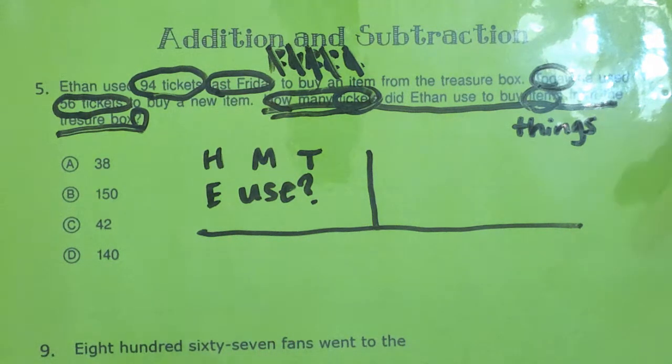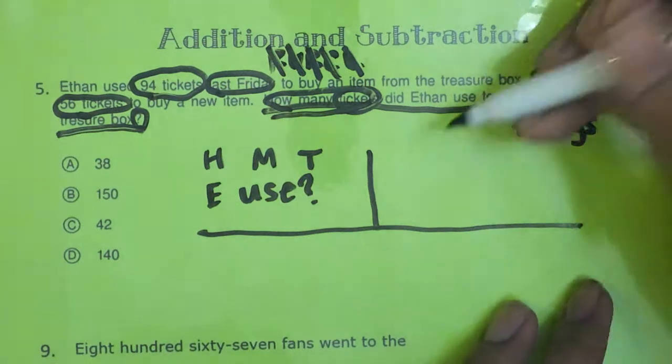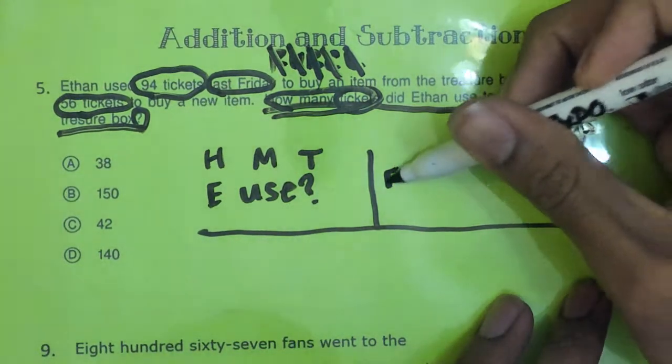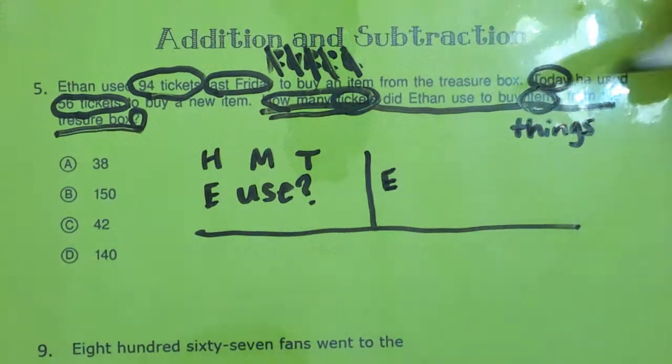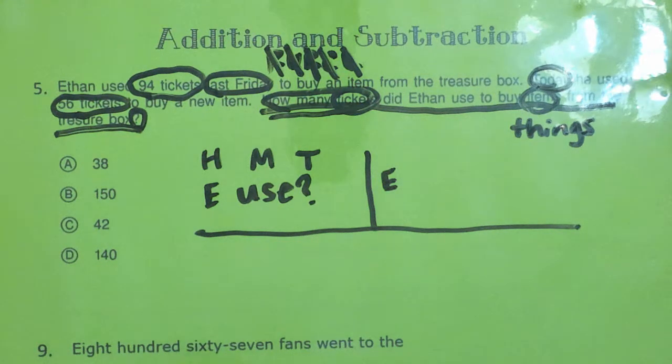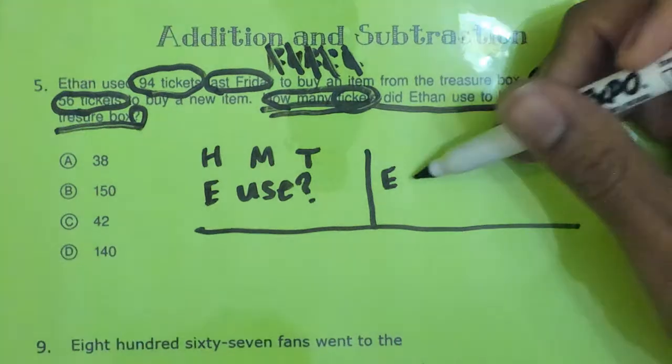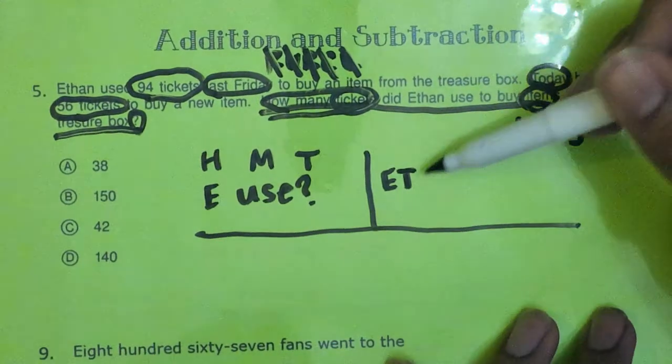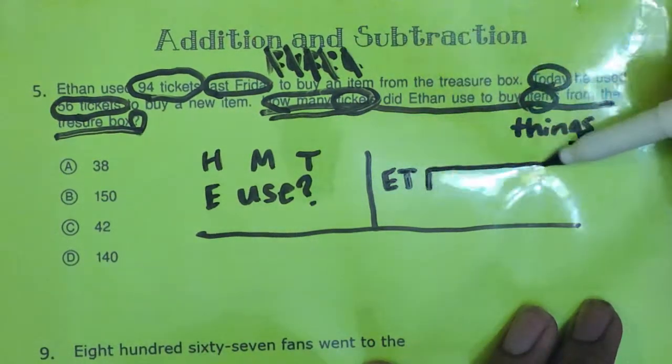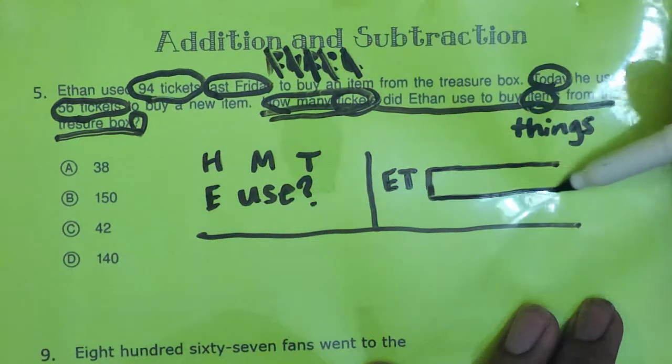So who is this problem about? Well, it's about Ethan. So I'm going to make a big E for Ethan. And what does Ethan have? What is he using? Well, he's using his tickets. So this strip is going to be about Ethan's tickets. So let's make a long bar.